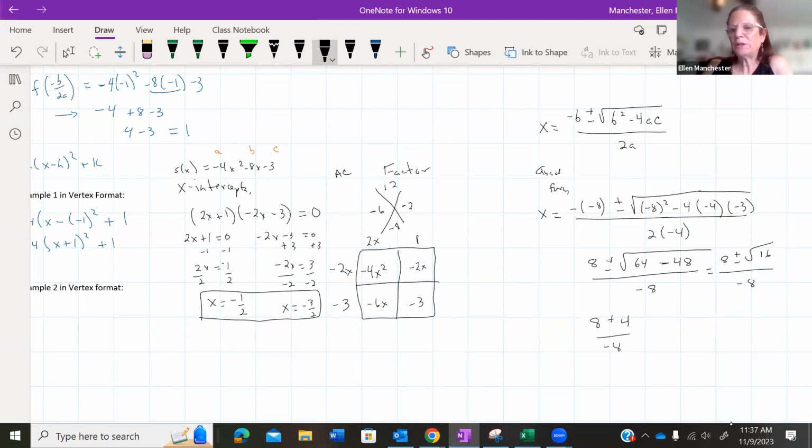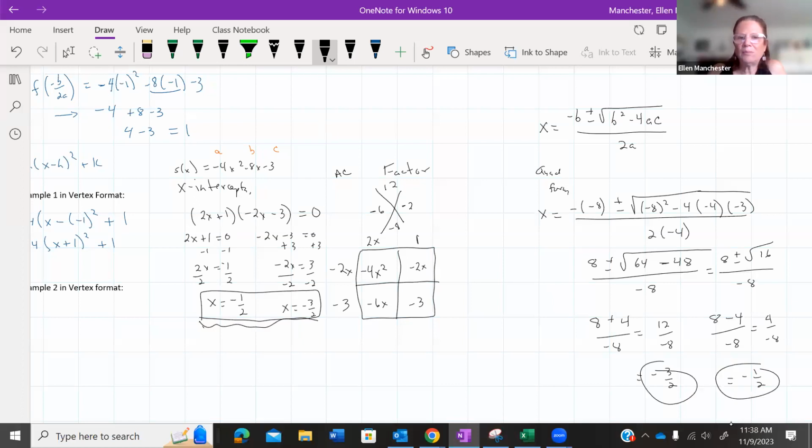So I have 8 plus 4 over -8, and I have 8 minus 4 over -8. So with the quadratic equation and a quadratic formula, you'll always have 2 answers. So here I have 12 over -8, which is -3/2, just divided both by 4. And then 8 minus 4 is 4 over -8, which is -1/2.